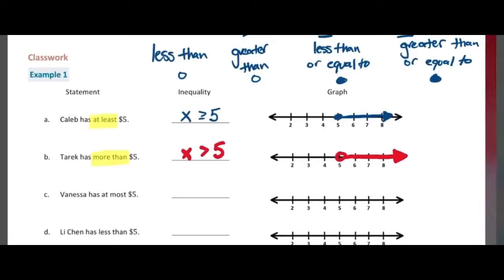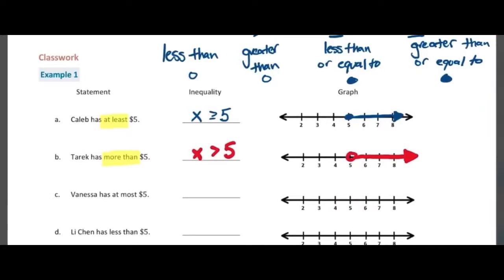Vanessa has at most $5. So the words at most mean I could include the $5. She has either $5 or less. So X is less than or equal to 5. So it's going to be a closed dot on 5. But look where my arrow is pointing. It's pointing to the left. So it's including all of those numbers to the left of 5 or including 5.